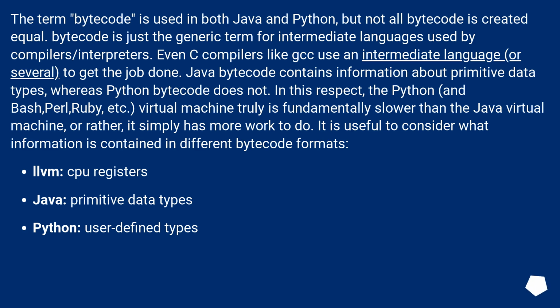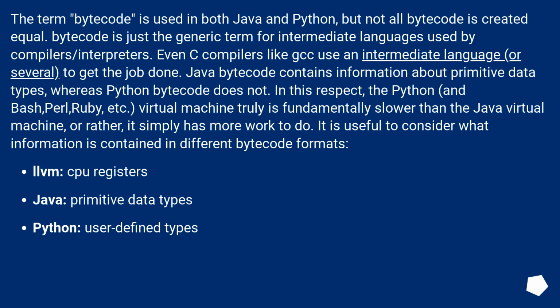The term bytecode is used in both Java and Python, but not all bytecode is created equal. Bytecode is just the generic term for intermediate languages used by compilers/interpreters. Even C compilers like GCC use an intermediate language, or several, to get the job done. Java bytecode contains information about primitive data types, whereas Python bytecode does not.